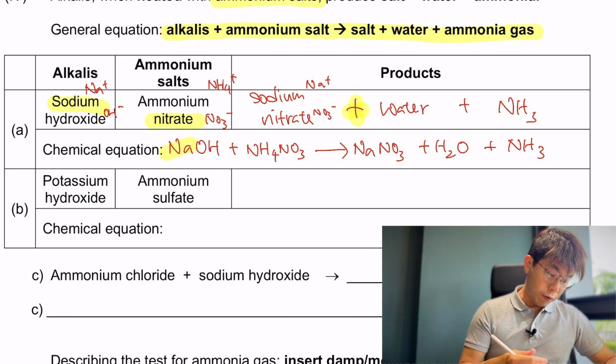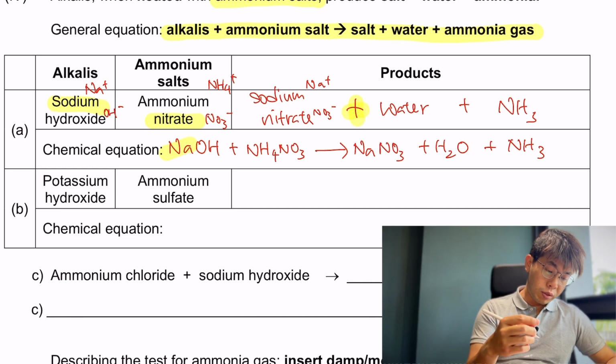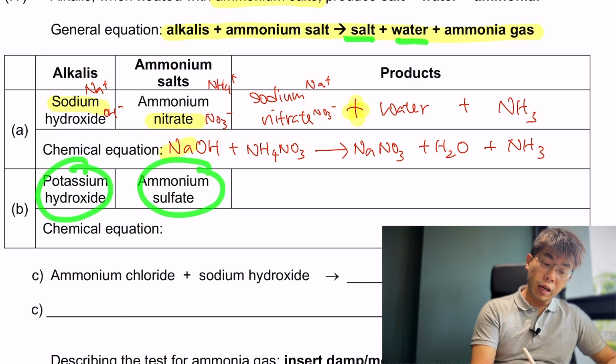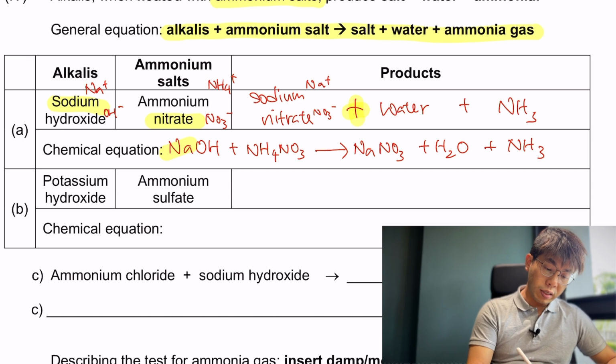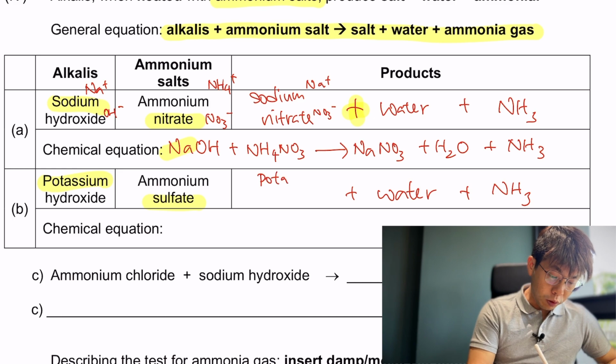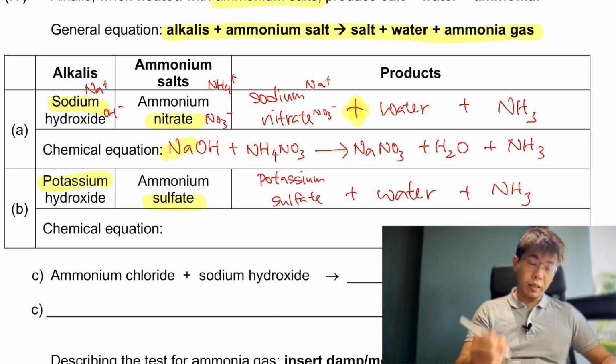Over here we have potassium hydroxide and ammonium sulfate. So we have an alkali reacting with an ammonium salt. So I'll form salt, water, and ammonia gas. Let's start by writing the water and ammonia gas first, NH3. The salt will be from potassium and sulfate, so the salt name will be potassium sulfate. So let's write the equation down.